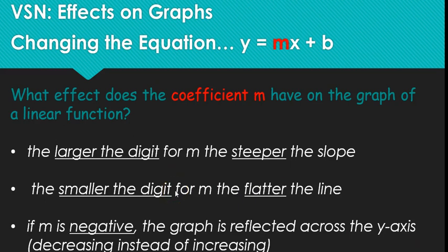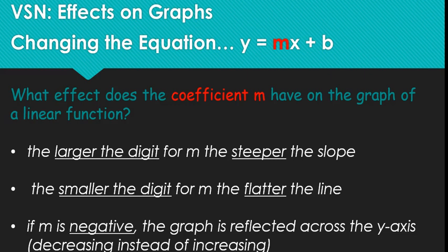Okay? What effect does the coefficient m have on the graph of a linear function? The larger the digit for m, the steeper the slope. And what I mean by digit is the larger the digit, so the larger the number, okay? The smaller the digit for m, the flatter the line.